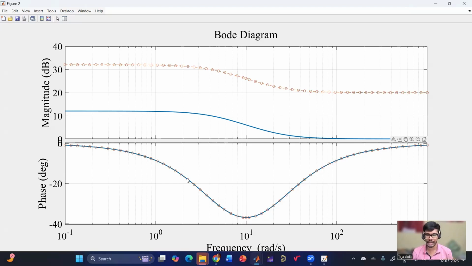So I can use the gain K to either shift it above or shift it below, and I can use the phase to either lead or lag based on the lead compensation, lag compensation. If pole comes before zero, lag compensation. If zero comes before pole, it is lead compensation. So this is the basic difference between lead and lag compensation.